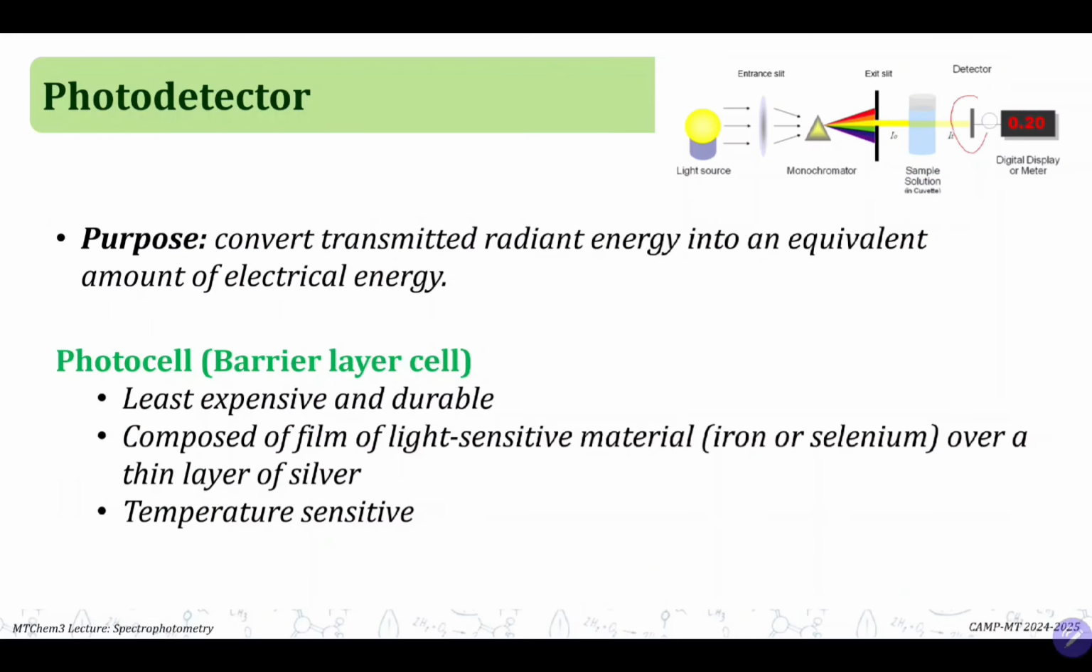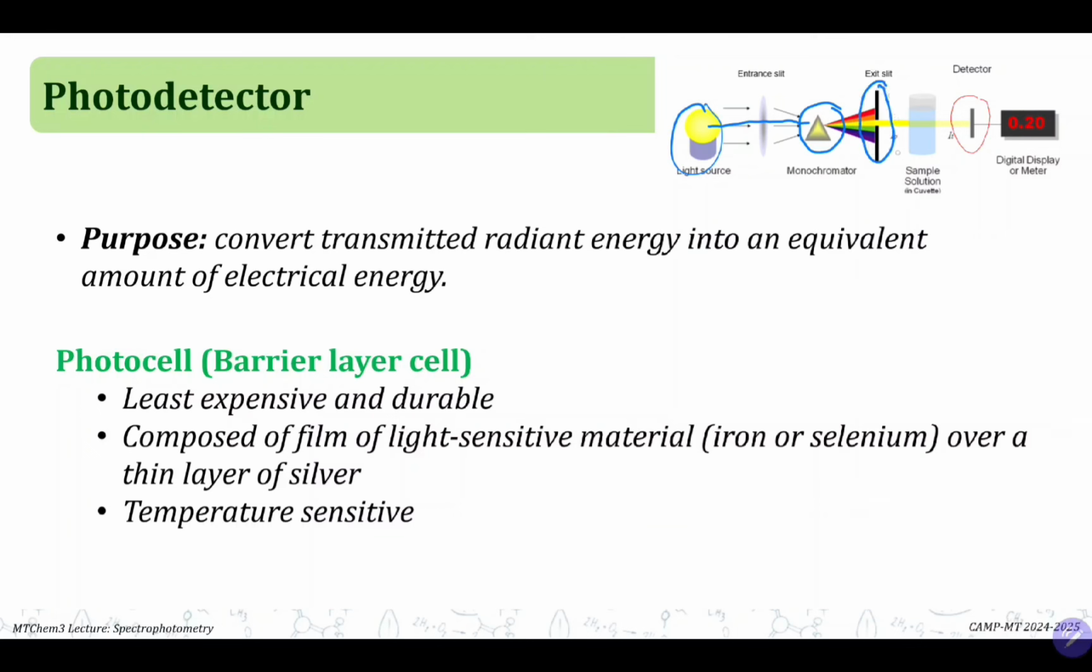Next component are your photodetectors, or simply detectors. Its purpose is to convert the transmitted radiant energy into its equivalent amount of electrical energy. Okay? So from the light source, light passes through the entrance slit, and then the monochromator chooses what specific wavelength you are measuring. And then it would be able to pass through your exit slit.